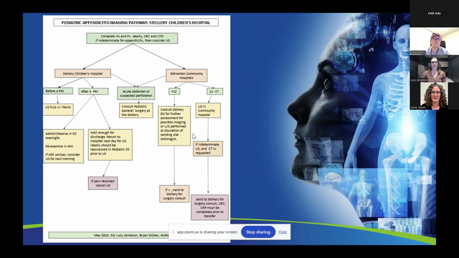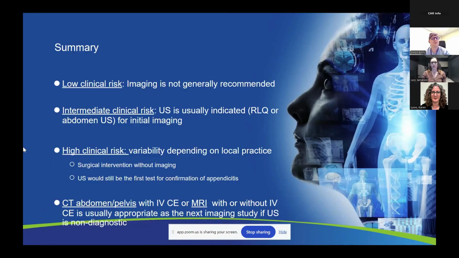So in summary, we talk about low risk, intermediate risk, and high clinical risk. Ideally, the kids who should be imaged are the intermediate clinical risk, where it's indeterminate. The high risk ones can often go straight to surgery, and I'm sure Simon can talk about that. I'm sure it's patient and surgeon specific. And even in those high risk patients, ultrasound would still be the first test for confirmation of appendicitis. And if there are complications or further imaging is needed, CT or MRI may be useful.